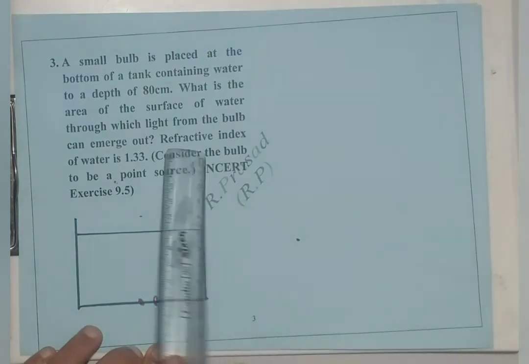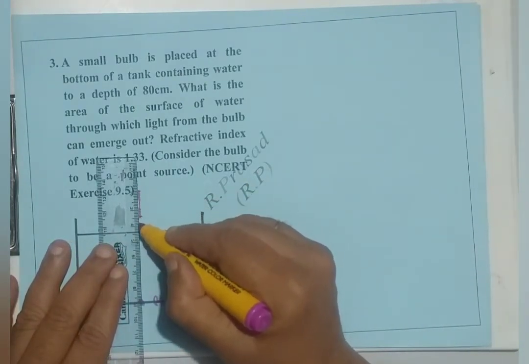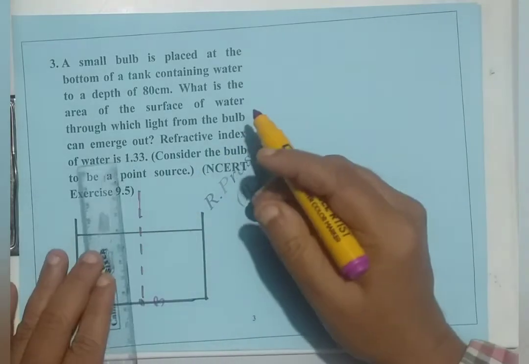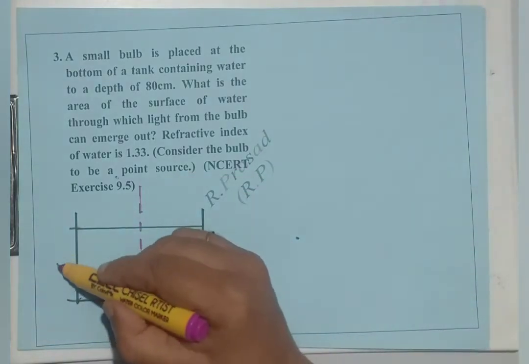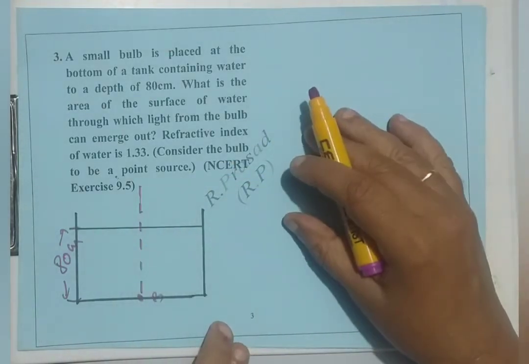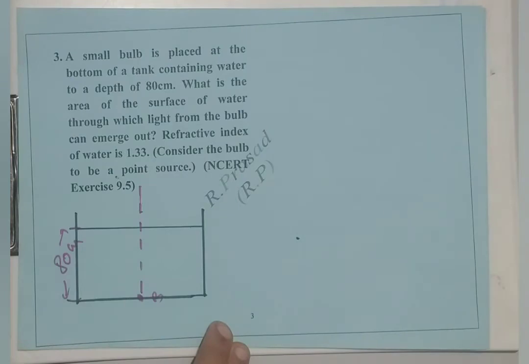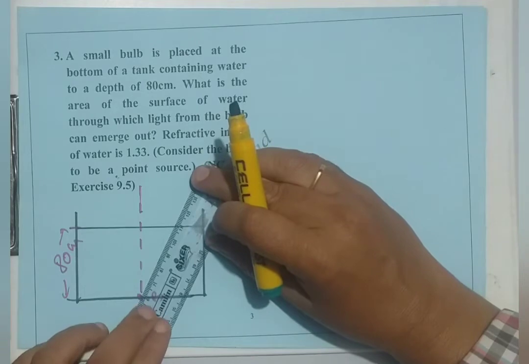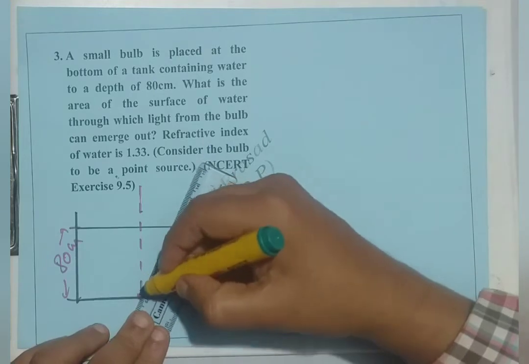We write a straight line which is along the normal, indicating the light ray along the normal. Now, the depth of water is given, 80 centimeter. That also we write here, this depth. Now, what is the area of the surface of water through which light from the bulb can emerge out? What do you mean by the area? Observe, at some angle the light from the bulb should undergo grazing emergence. That is, it falls on the surface with critical angle.